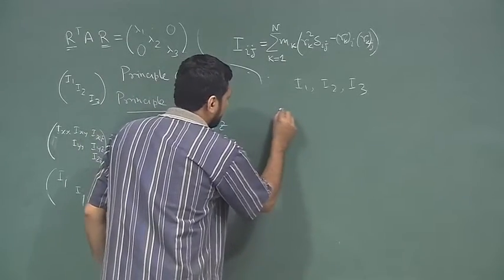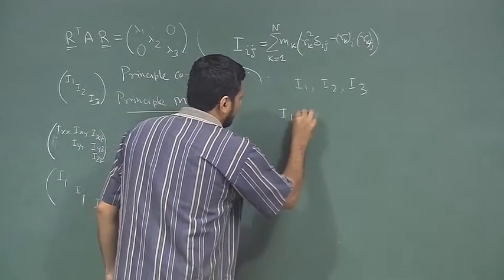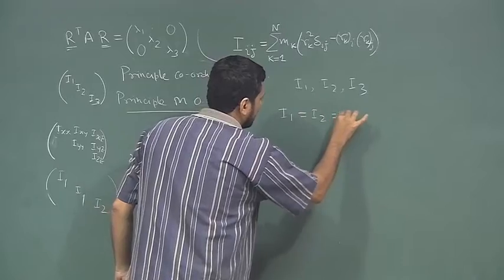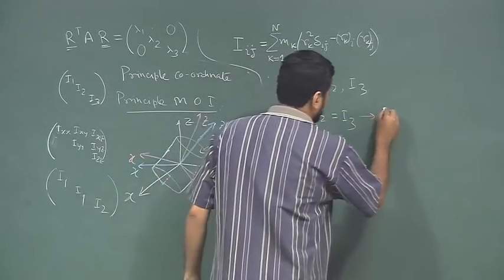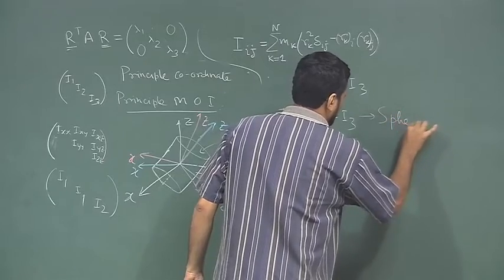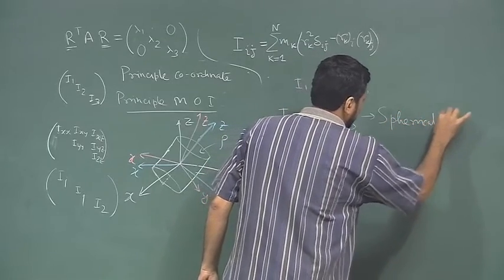Now, for a system, if we have I1 equal to I2 equal to I3, then we call it a spherical top, spherical top.